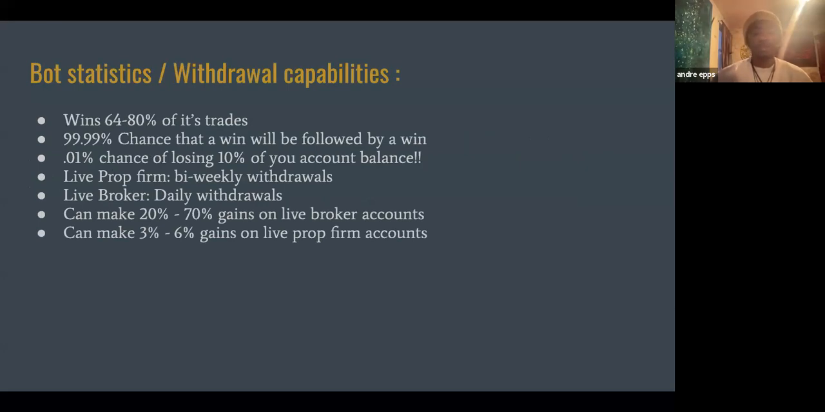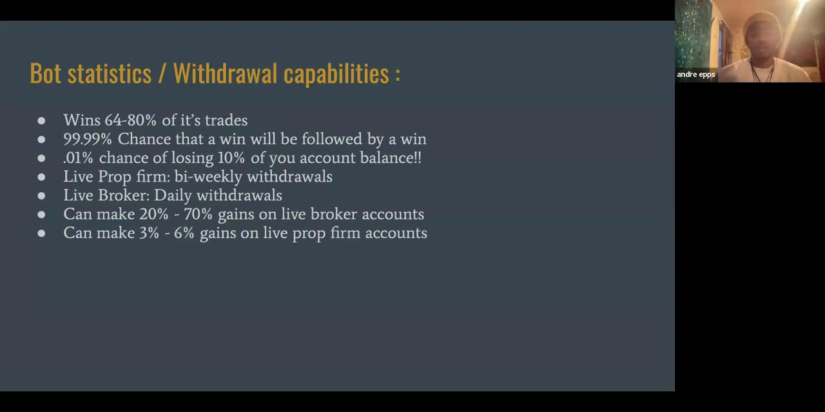Live prop firms have bi-weekly withdrawals, which means every 2 weeks you'll be able to withdraw your money from your prop firm account. But a live broker is daily withdrawal. So every day that the bot makes money for you, you can go and take your money out. There are no profit splits on our end. All we ask is that you simply pay the monthly fee for the services that we provide for you.